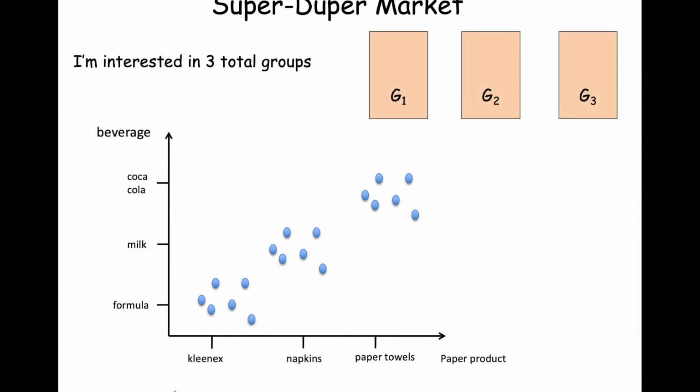So what if we're interested in 3 total groups? We want to take this set of data points representing all of the purchasing behavior for all of the customers, and we want to assemble them into 3 groups.